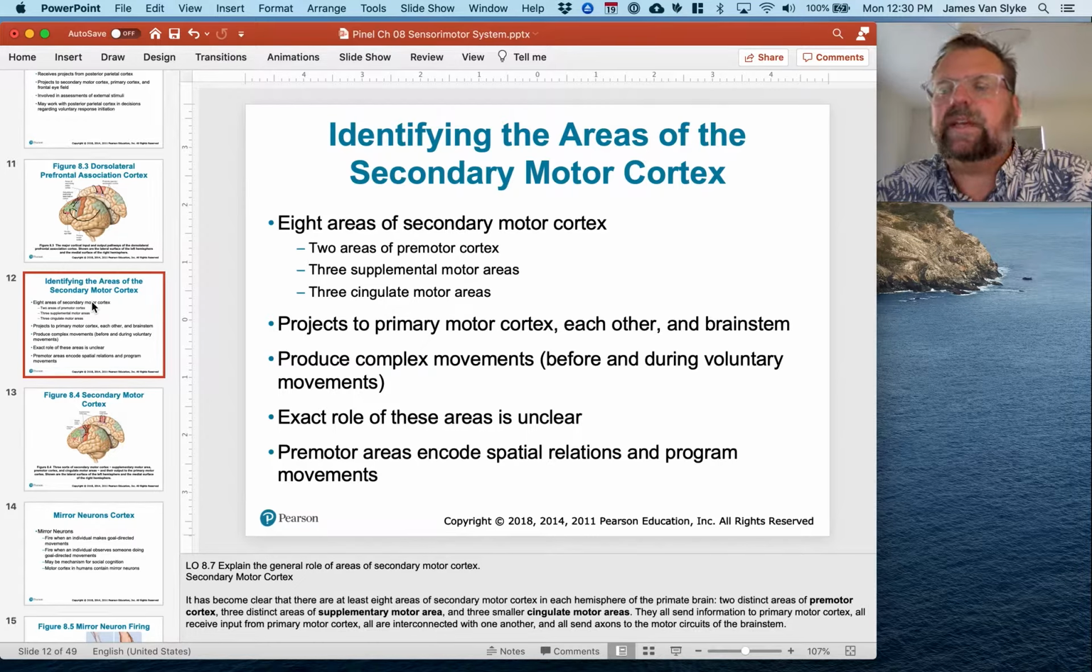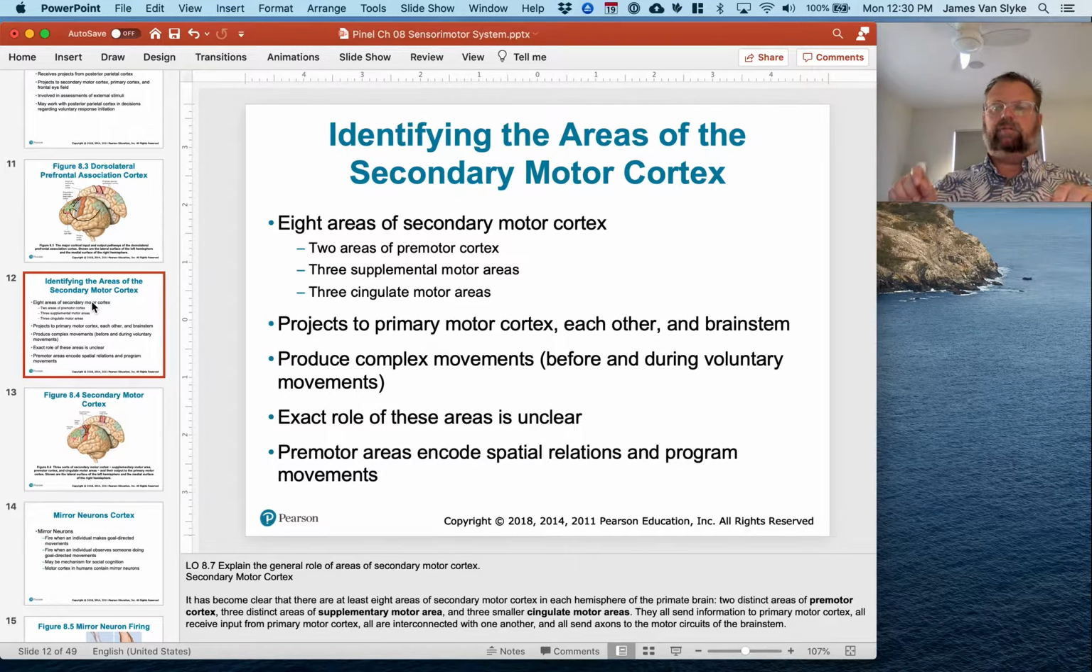And remember that the cingulate is the area of the brain that's inside the longitudinal fissure, right above the corpus callosum. And it's that area of tissue that also has a role to play in executing different types of motor functions. So these areas project to primary motor cortex and each other, as well as the brainstem. They allow us to produce complex sorts of movements before and during certain kinds of voluntary movements.